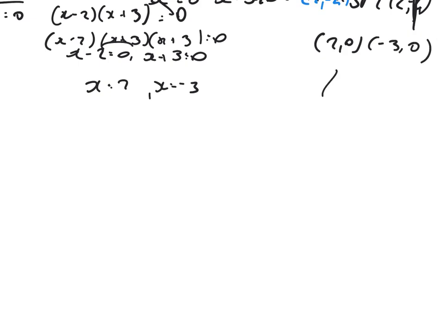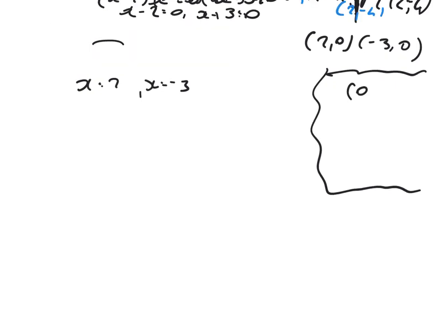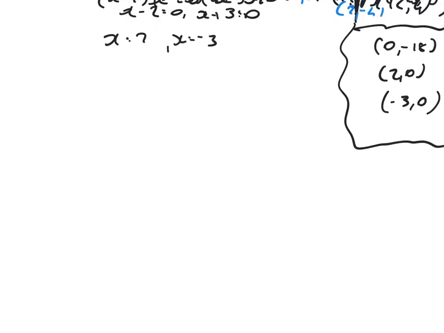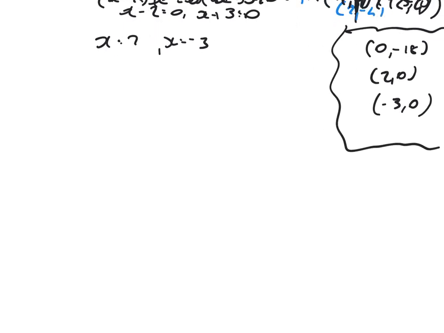Okay, so I can collect together my points at which we cross the axis, which is 0, minus 18, 2, 0 and minus 3, 0. Okay, and my next move then is to find the stationary points. So let's differentiate the function. Okay, so the function is given by y equals x minus 2 bracket x plus 3 all squared.